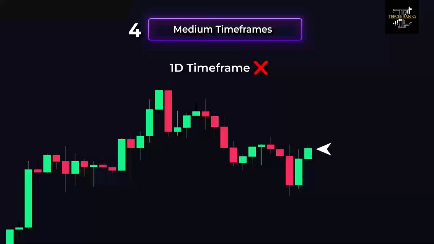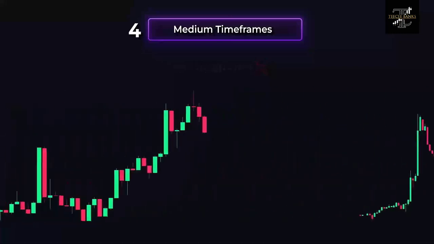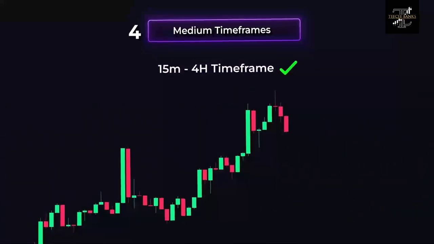If I want to compound my account fast, I must use lower time frames. On the flip side, I also avoid time frames that are too low, like the 1-minute chart, because it's extremely volatile, and the strategies I'm about to teach don't work well on very low time frames. So the sweet spot is between the 15-minute to the 4-hour time frame.